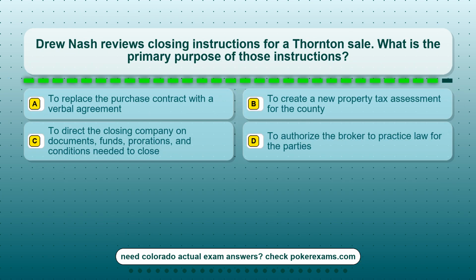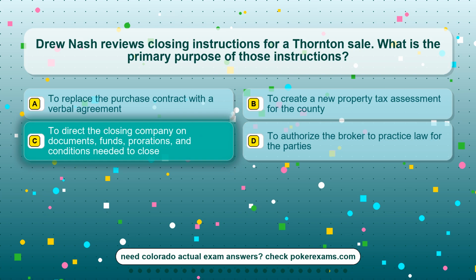Question 15. Drew Nash reviews closing instructions for a Thornton sale. What is the primary purpose of those instructions? Option A. To replace the purchase contract with a verbal agreement. Option B. To create a new property tax assessment for the county. Option C. To direct the closing company on documents, funds, preparations, and conditions needed to close. Option D. To authorize the broker to practice law for the parties.